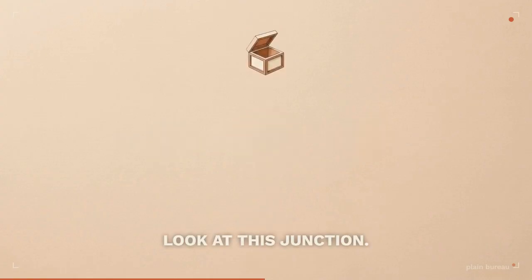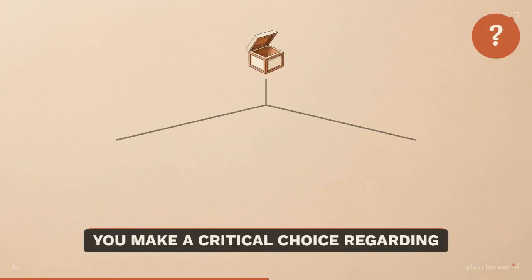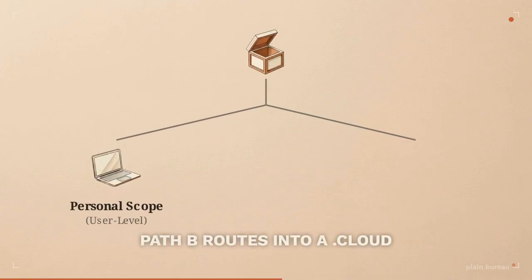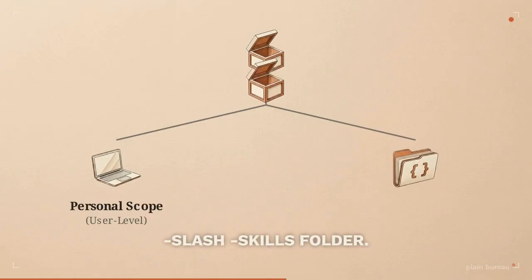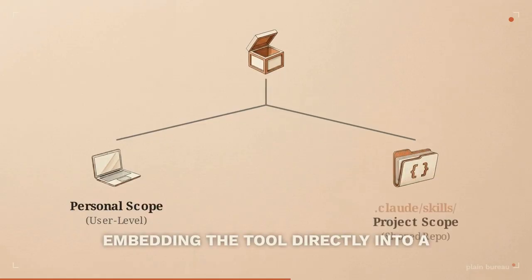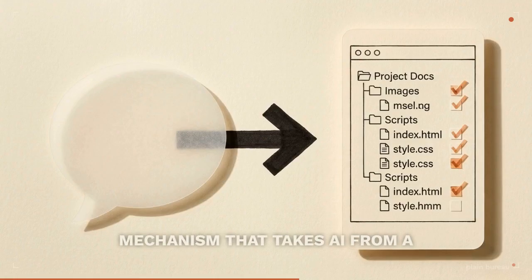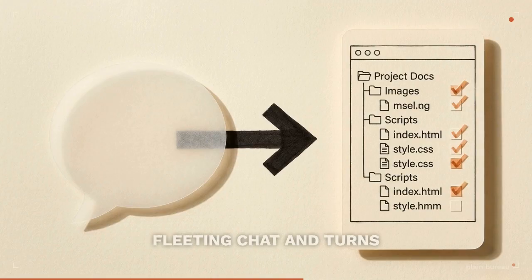Look at this junction. When you install, you make a critical choice regarding scope. Path A is personal scope, locking the tool to your single laptop for day-to-day use. Path B routes into a .claude/skills folder. This is project scope, embedding the tool directly into a shared code repository. Utilizing that project scope is the mechanism that takes AI from a fleeting chat and turns it into a permanent version-controlled asset for a team.